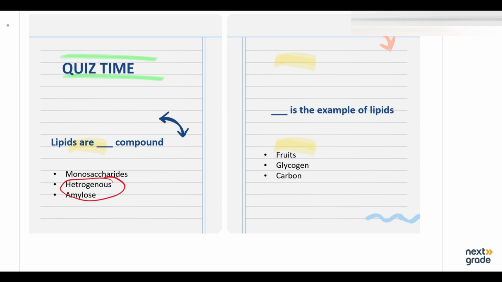Second MCQ: dash is an example of lipids. We have discussed some examples of lipids, and here the options are fruits, glycogen or carbon. Glycogen can't be an example of lipid, right? Carbon can't be either. They make lipids, but they aren't an example of it. So the option left is fruits. So yes, the correct option is fruit. Fruit is an example of lipid.